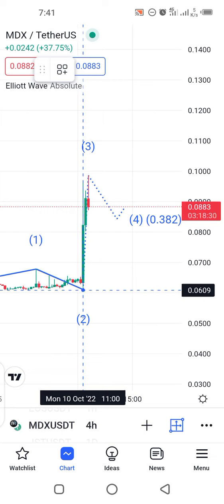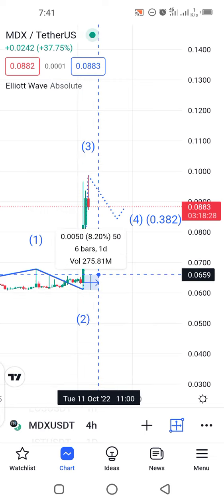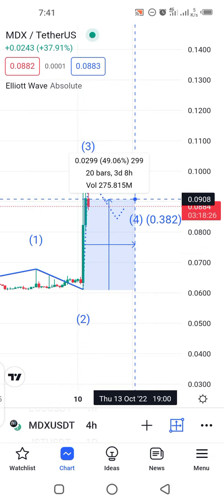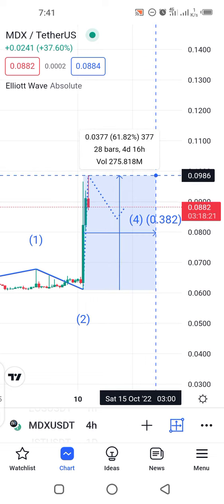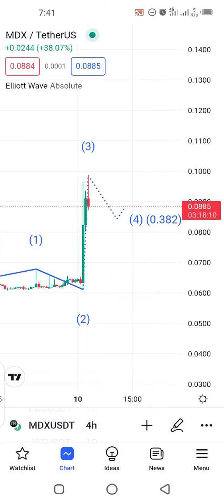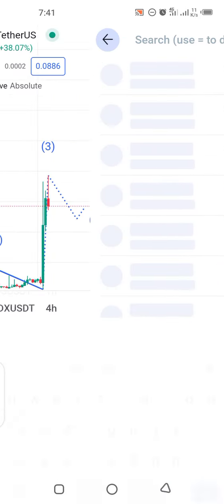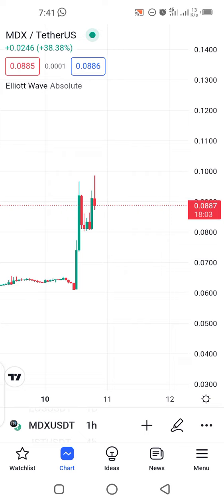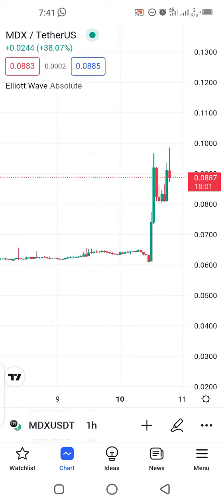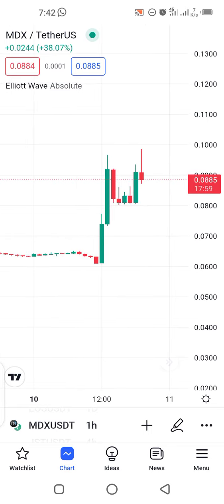If someone joined from here and used this indicator, I want you to go and test it. You see that for this indicator to deliver up to the upper side of 3, it took 4 days and 16 hours to provide 61.82%. You can also check it in the 1 hour time frame. If it doesn't show up there, then you can use the 4 hour time frame.